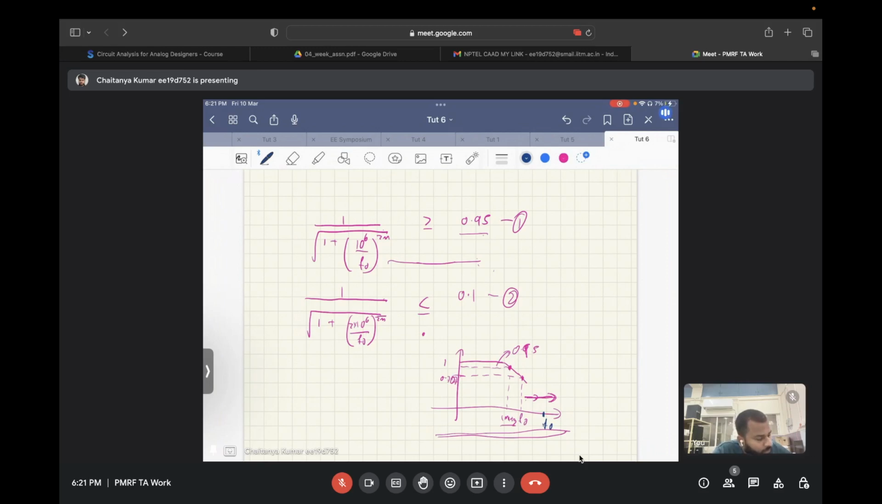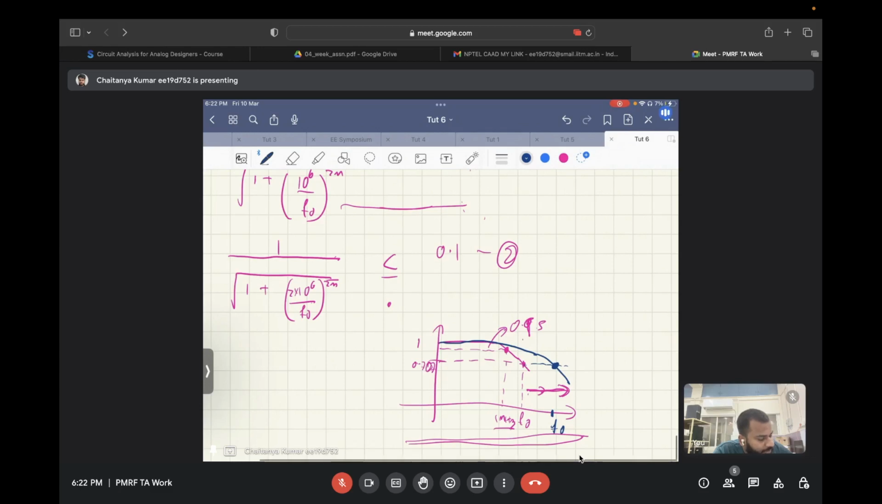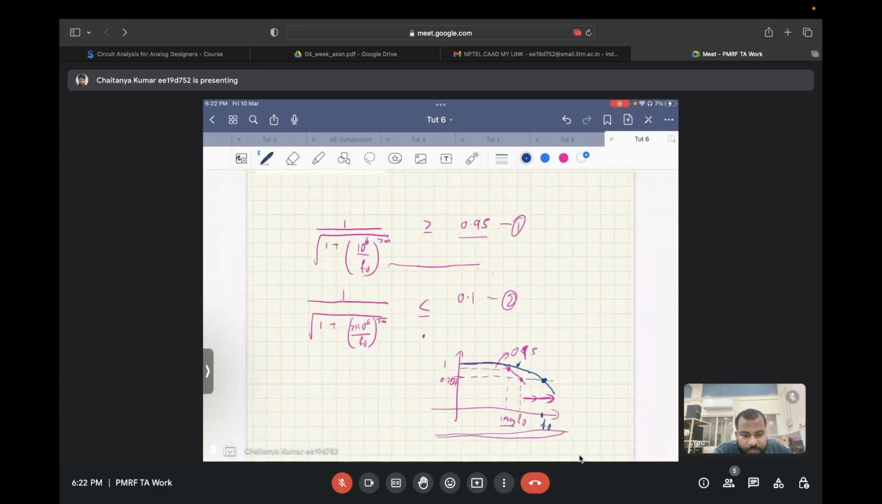So how will your curve now look like? It will start from here, and the 3 dB bandwidth will come at F naught, right? Exactly, sir. So my question is, in the violet line, is the magnitude at 1 megahertz still greater than 0.95, right? Yes, sir. So that's what I'm saying: F naught increasing is not an issue for satisfaction of this constraint. Correct? Yes, sir.